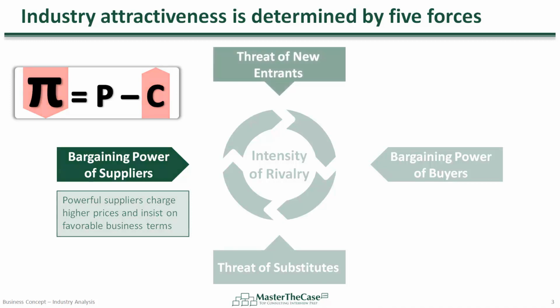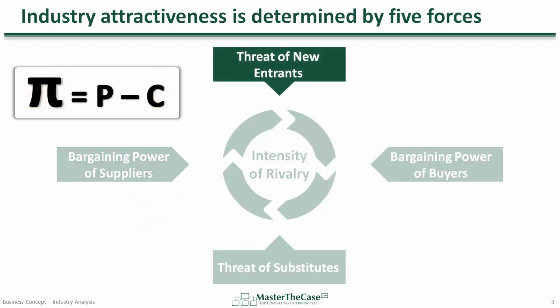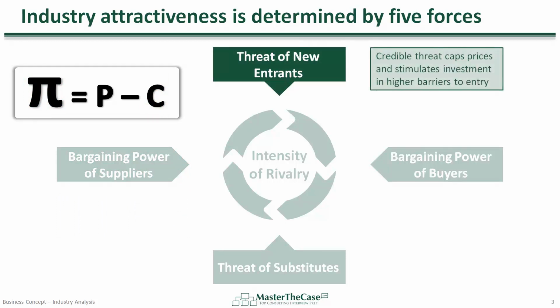Now, let's look at the impact of the threat of new entrants. A credible threat caps prices and stimulates investment in higher barriers to entry by the industry incumbents in order to deter new entrants. So, the resulting industry profit impact is predictable. Price decreases, cost increases. Therefore, profit declines.